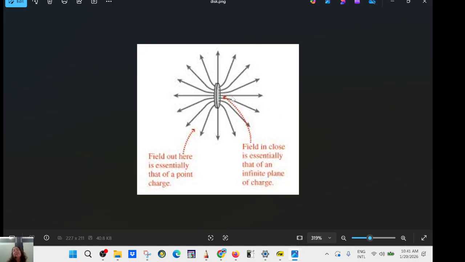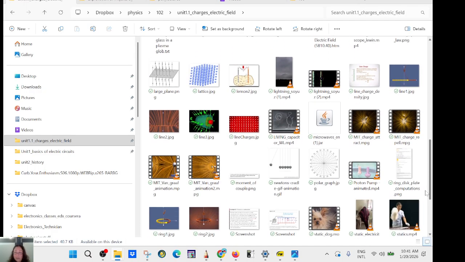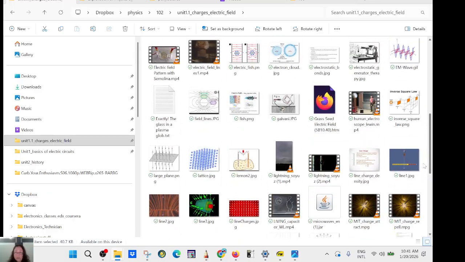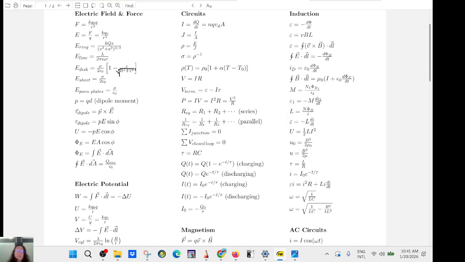At a distance P, close. So now it's the opposite. At a distance small compared to the size of the disk. So that's going to be very important. So I'm very close to the disk, okay? So then we can find the electric field. So this is called the charged disk. I'm skipping to the equation sheet.